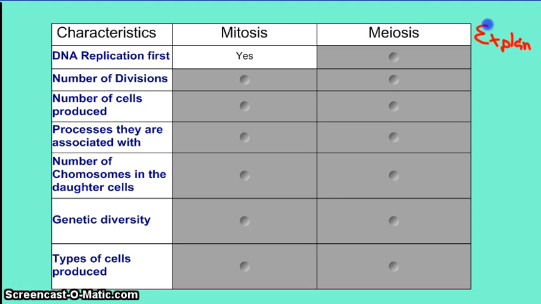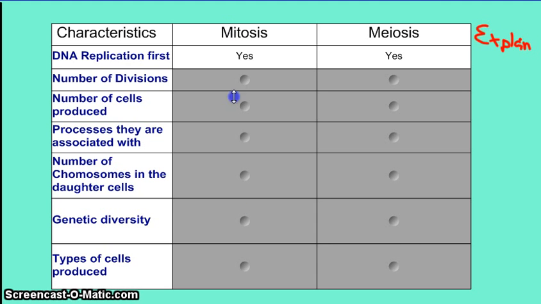So let's begin. The first characteristic: DNA replication has to occur first. In both processes, DNA replication occurs before the process occurs. These cells go through the normal cell cycle, and during interphase there's G1, growth, S, which is the synthesis of DNA, and the G2 phase.